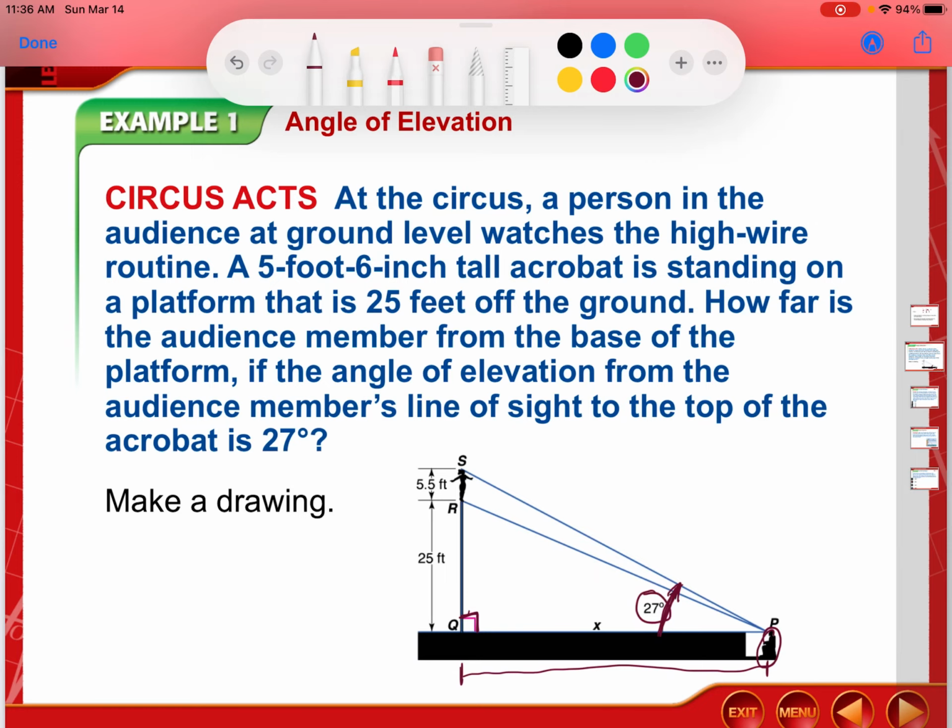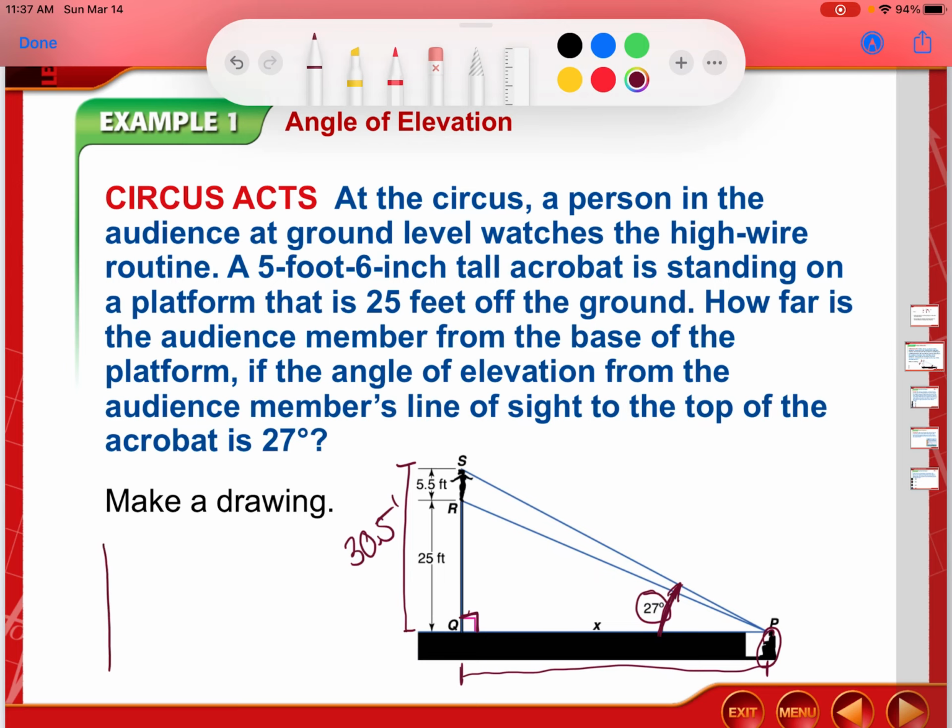So the second thing we have to do is, they say the platform is 25 feet off the ground, and the acrobat is 5'6" or 5.5 feet. So if the line of sight goes to the top of the acrobat's head, then that distance from the ground to the tippy top of the acrobat is going to be 25 plus 5.5 feet. So 30.5 feet.